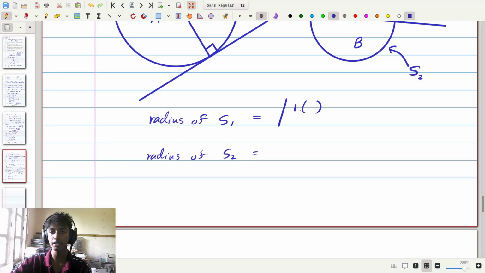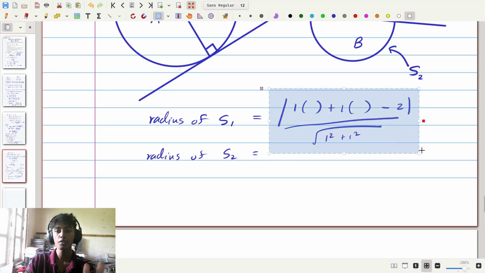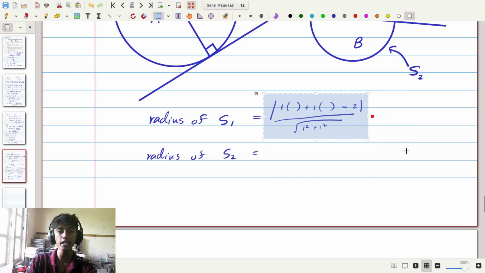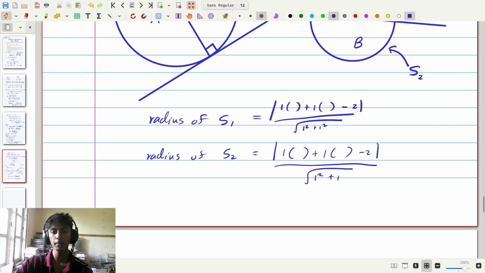times the x coordinate plus 1 times the y coordinate plus the constant c, which is minus 2, divided by the square root of a squared plus b squared, which is 1 squared plus 1 squared, for the value of the perpendicular distance of the point A from the line L, and therefore the radius of the circle S1. Similarly, for the other one, we're going to get modulus of 1 times the x coordinate plus 1 times the y coordinate minus 2 divided by the square root of 1 squared plus 1 squared.